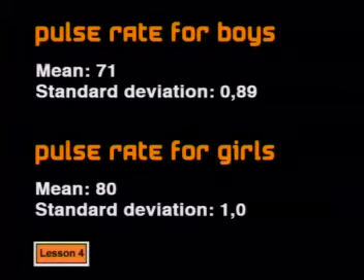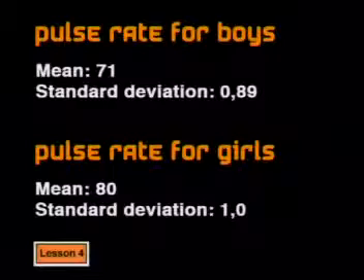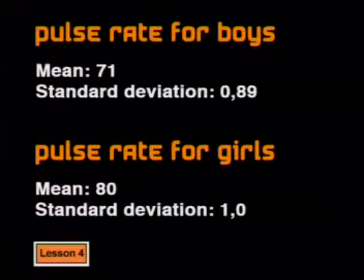For the boys, I found that the mean is 71, quite a bit lower than the previous mean, and the standard deviation is only 0,89. For the girls, the mean is 80, and the standard deviation is 1,0. So, by separating the girls' data and the boys' data, I now have two different means, and the standard deviation for each one is quite small. This smaller deviation suggests that we have probably found a trend that is true for a bigger population of boys.